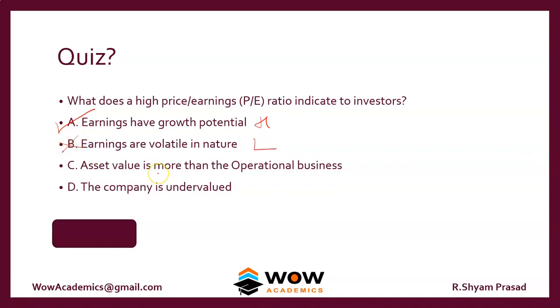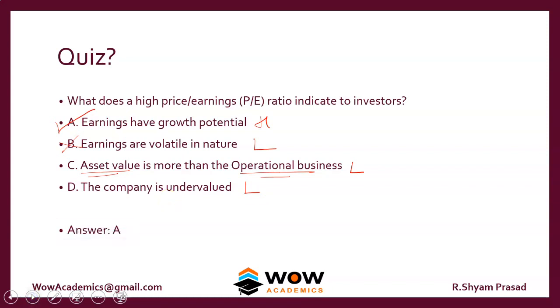Asset value is more than the operational business. It cannot be so. If it is like that, it says that the asset value is high and the operational business value is less. The company is undervalued. If a company is undervalued, then their PE might fall below. So the PE will be less. So the answer should be A, and the answer is A.